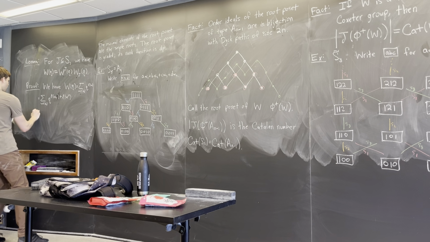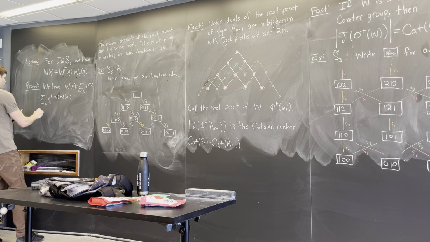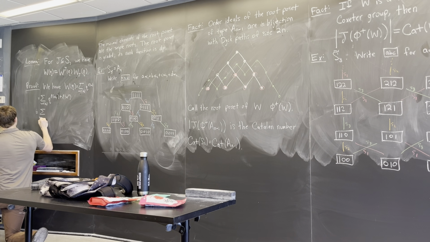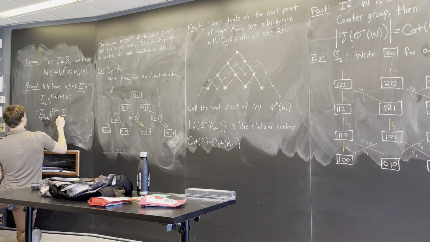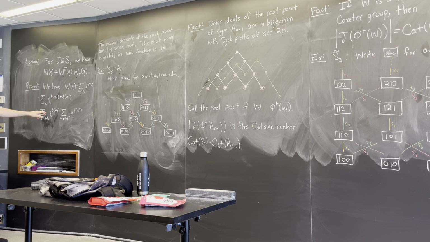But because this is a unique factorization, I could just factor this sum. I could write it as the sum over w sub J in capital W sub J of Q to the length of w sub J, times the sum over w superscript J in W superscript J of Q to the length of w superscript J. And this is exactly what we want, because this is exactly that, and this is exactly that. Okay.